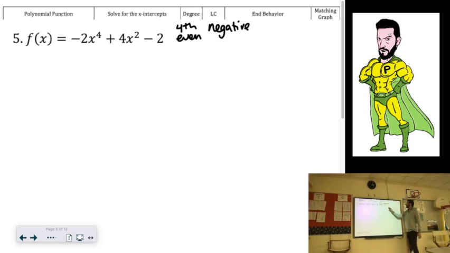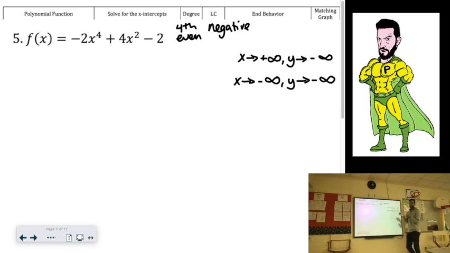So end behavior, as x approaches positive infinity, y goes towards negative infinity. As x approaches negative infinity, y approaches negative infinity. Remember, even functions, the y's are going to be going in the same direction. If it's positive lead coefficient, they're both going towards positive infinity. This one was negative, so they're both going towards negative infinity. Now we got to actually solve this to find the zeros.